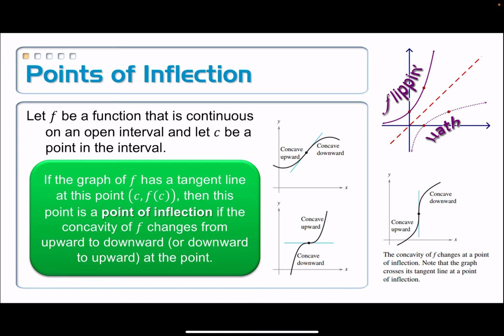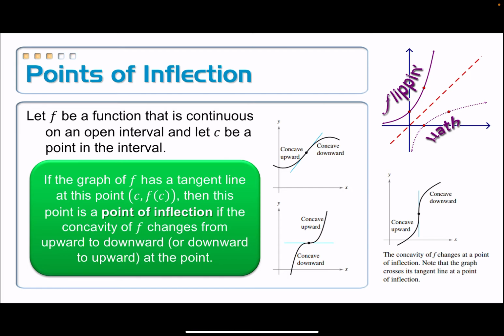Okay, so here then, let's define points of inflection based on what we were just seeing. Let f be a function that is continuous on an open interval, and let c be a point that's in the interval. We're going to say that c is a point of inflection if the graph of f has a tangent line at that point, remember, it's not going to have a tangent line at a cusp. If it has a tangent line at this point, then this point is a point of inflection if the concavity of f changes from upward to downward or downward to upward at that point.